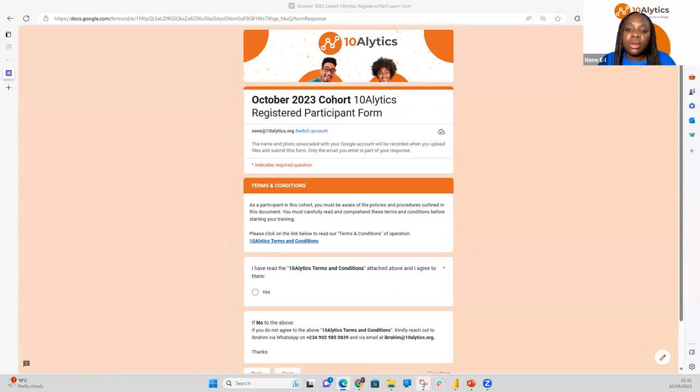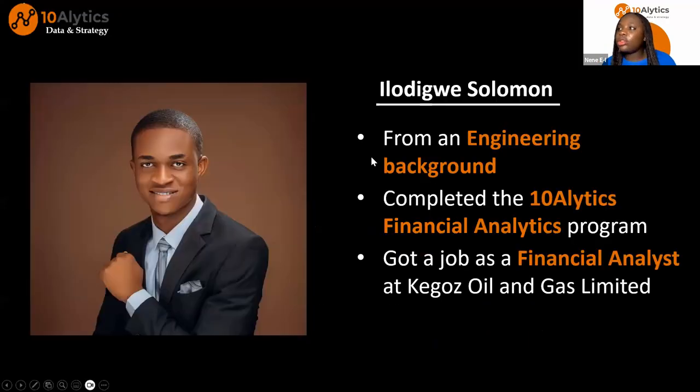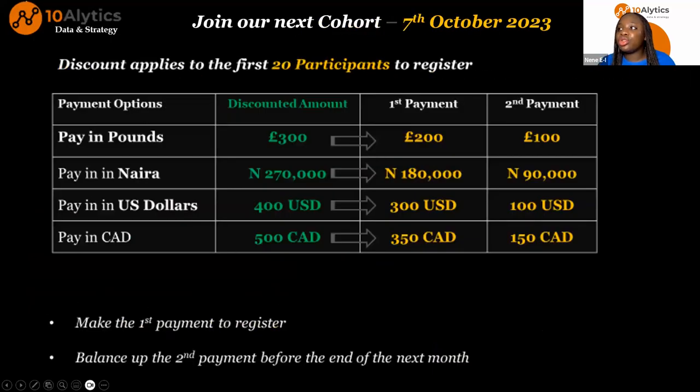Okay, sorry. Give me a second. So this is the pricing again, just to show you. Like I said, it is 320,000, but we have an early bird discount that reduces it to 270,000. The balance is in Naira, £300, USD and Canadian dollar. This first payment must be made before October 7th.